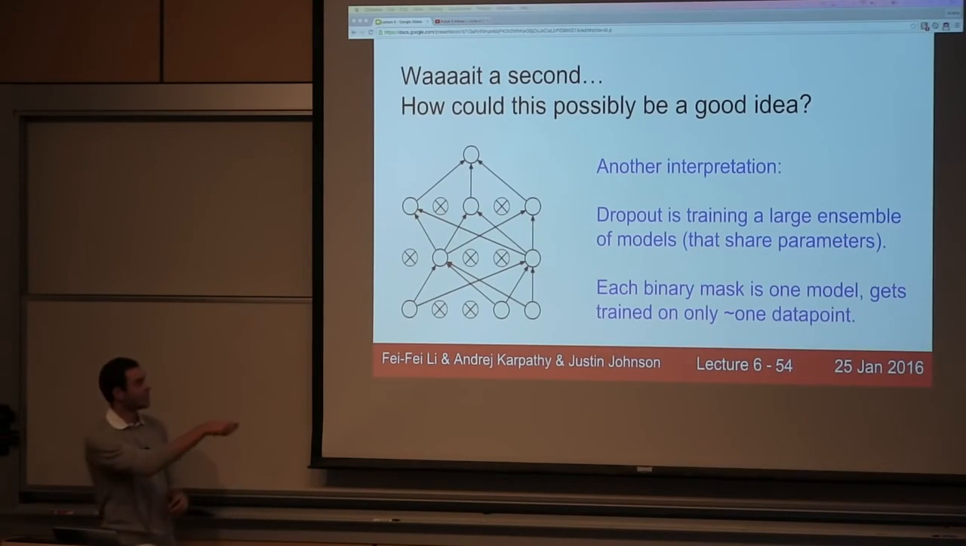Any neuron that was shut off to 0, no gradient will flow through it, and its weights to its previous layer will not be updated. So effectively, any neuron that was dropped out, its connections to the previous layer will not be updated, and it's as if it wasn't there. So really, with the dropout masks, you're subsampling a part of your neural network, and you're only training that network on the single example that you have at that point in time. So each binary mask is one model and gets trained on only one data point.